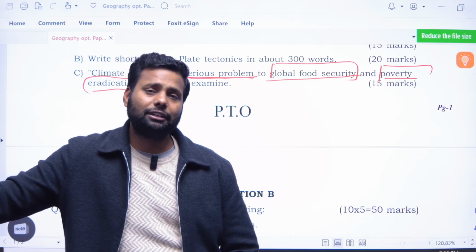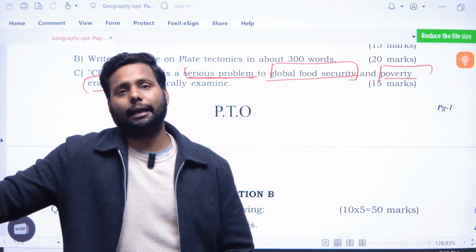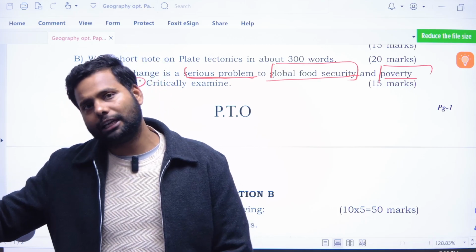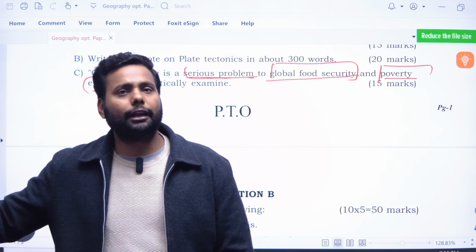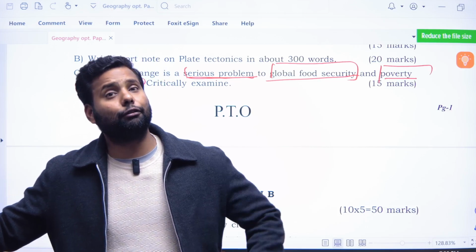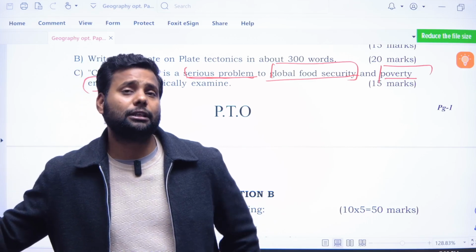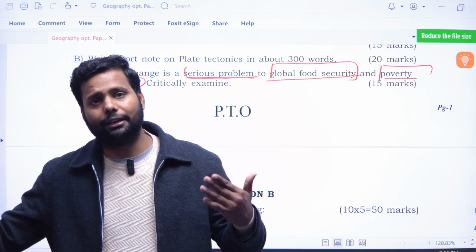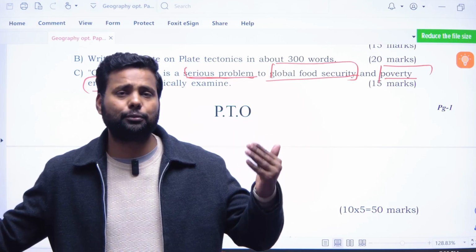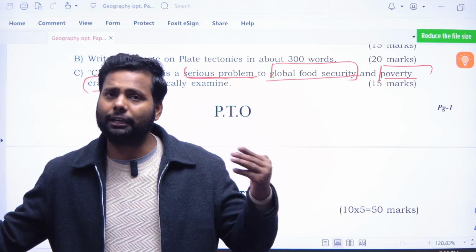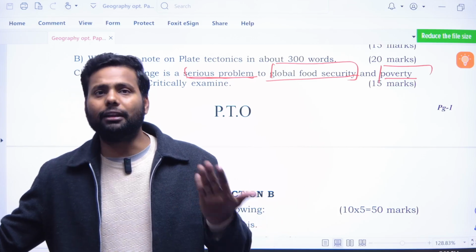Because if the climate has changed, then the temperature has changed. When the temperature has changed, it means the rainfall pattern has changed. When the rainfall pattern has changed, it means the vegetation pattern and the nature of the soil have changed. When the nature of soil has changed, it means the productivity and the crop pattern have changed.